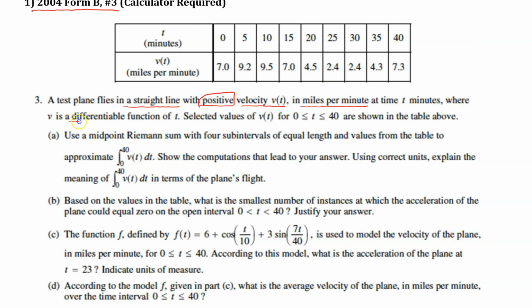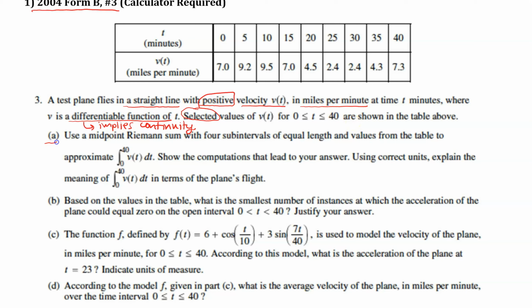It tells us V is differentiable. That's helpful too because that implies it's continuous as well. And then it tells us that this table here is giving us selected values. So these aren't the only values of velocity. These are just selected values at 5-minute increments over the interval from 0 to 40.